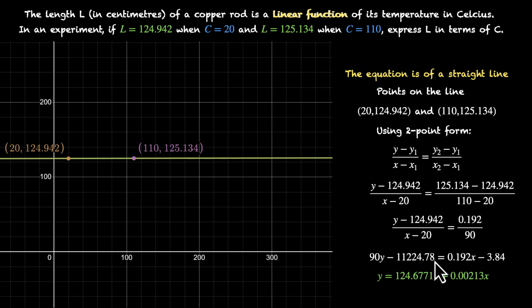So this is the equation of this line. If you have to express L in terms of C, we can say that L, the length in centimeters, is equal to 124.67711 plus 0.00213 times C, which is the temperature in Celsius.